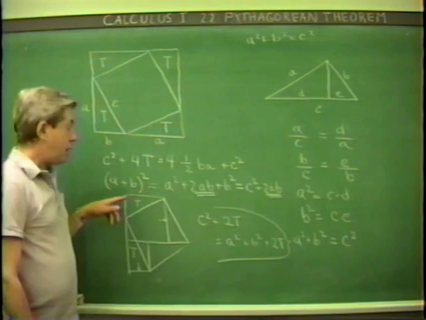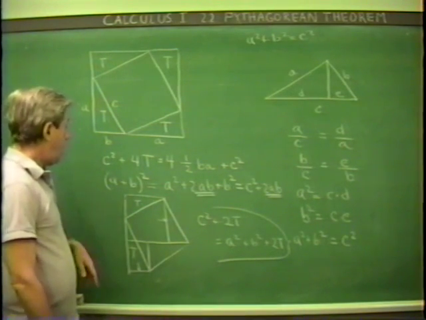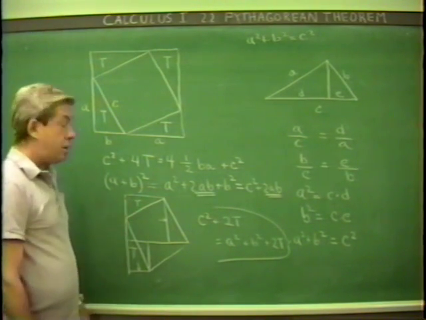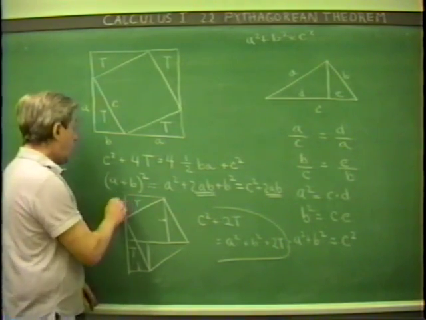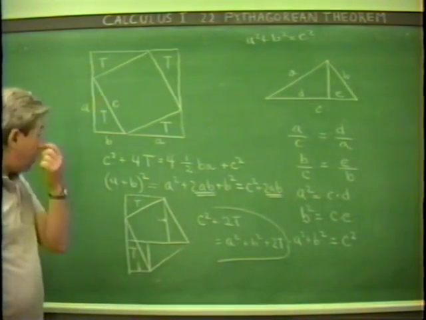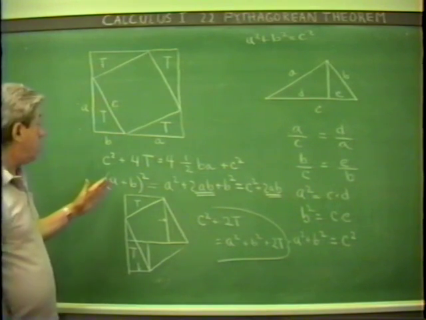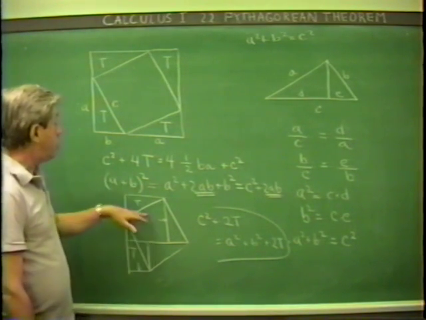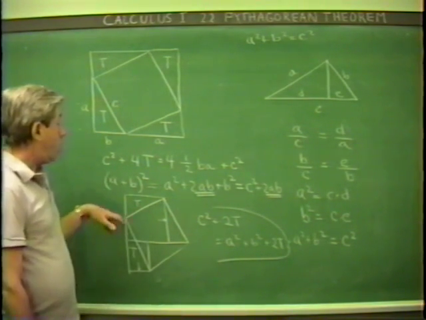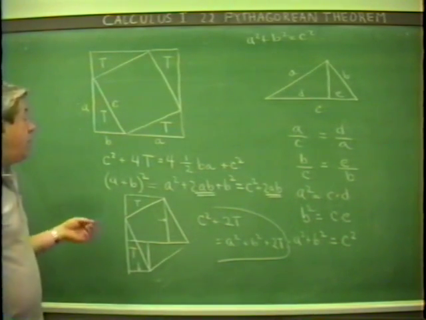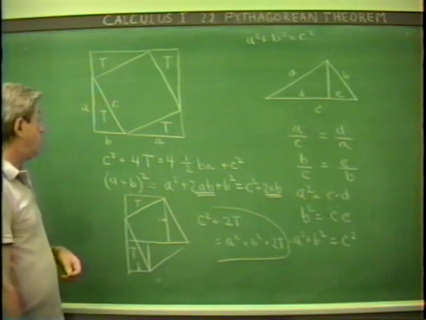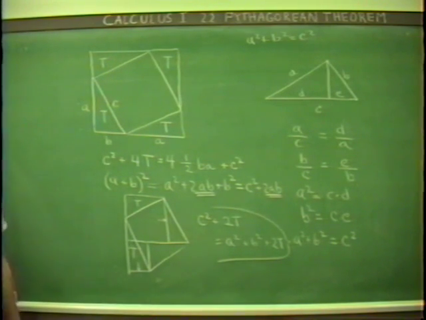This picture apparently had been found on several stones of ancient origin, and it's the reason for believing, perhaps, that this was well known, that the Pythagorean theorem held even to even earlier civilizations. So there they are.